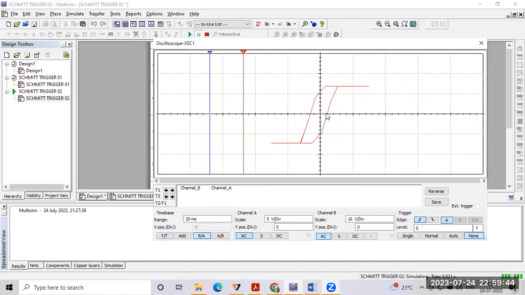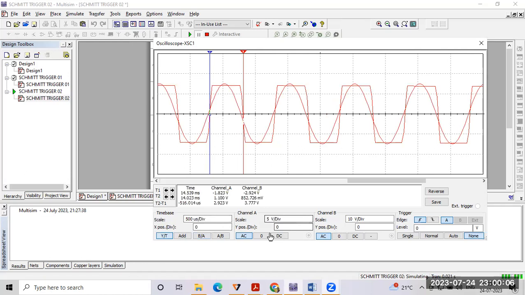What is the value here? 0.2 into 5 is nothing but 1. Here also 0.3 into 5 is 1.5, as per our design. Exactly correct, like this only.